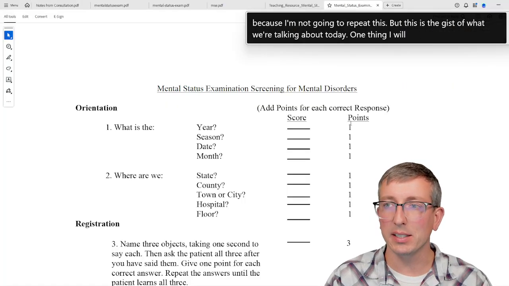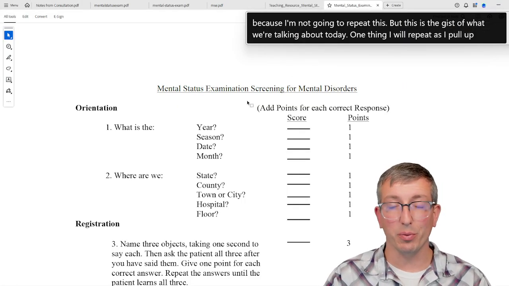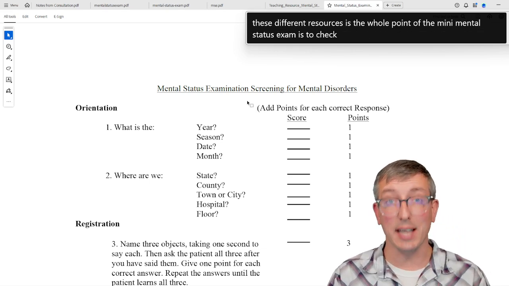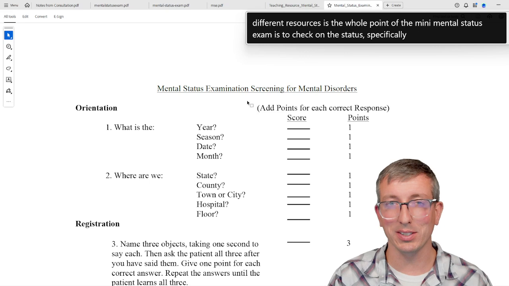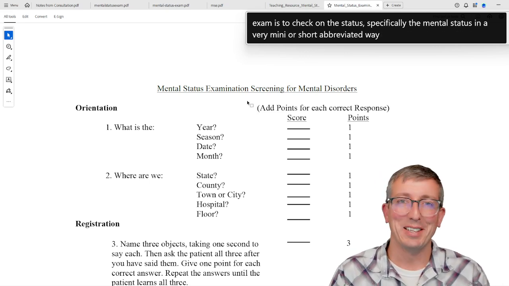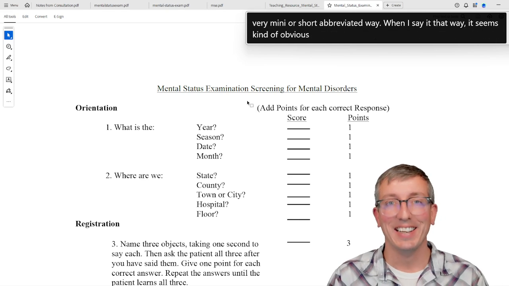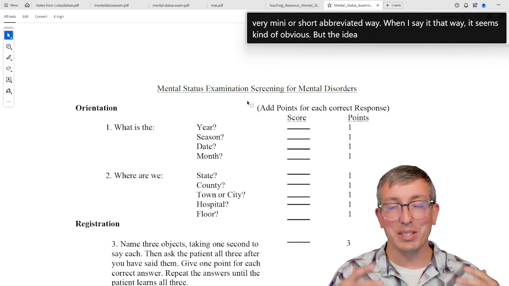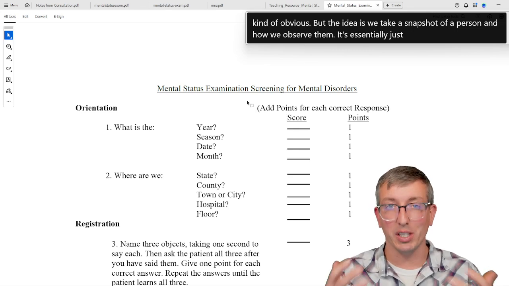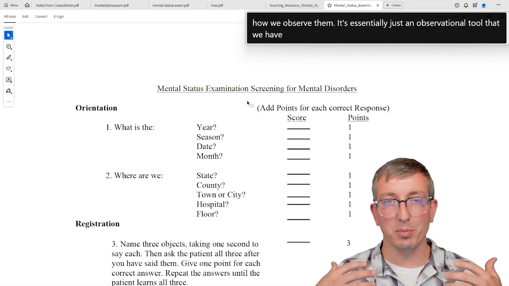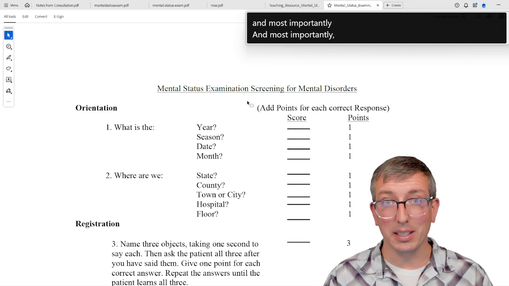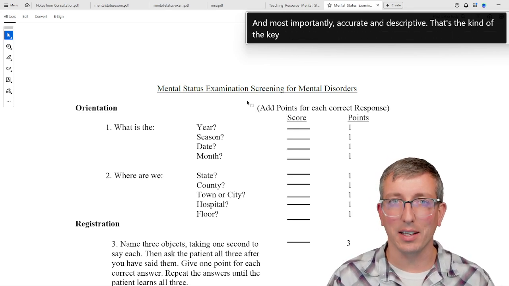One thing I will repeat as I pull up all these different resources is that the whole point of a mini mental status exam is to check on the status, specifically the mental status, in a very mini or short abbreviated way. When I say it that way, it seems kind of obvious, but the idea is we take a snapshot of a person and how we observe them. It's essentially just an observational tool that we have, and it's supposed to be quick and efficient, and most importantly, accurate and descriptive. That's the key thing here.